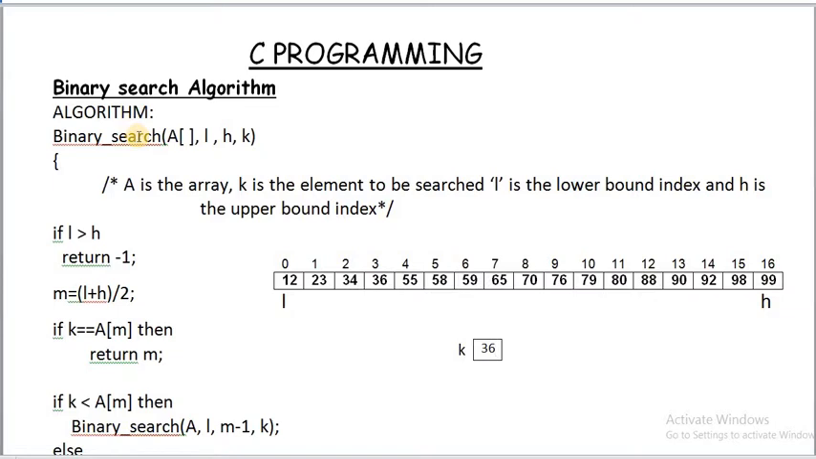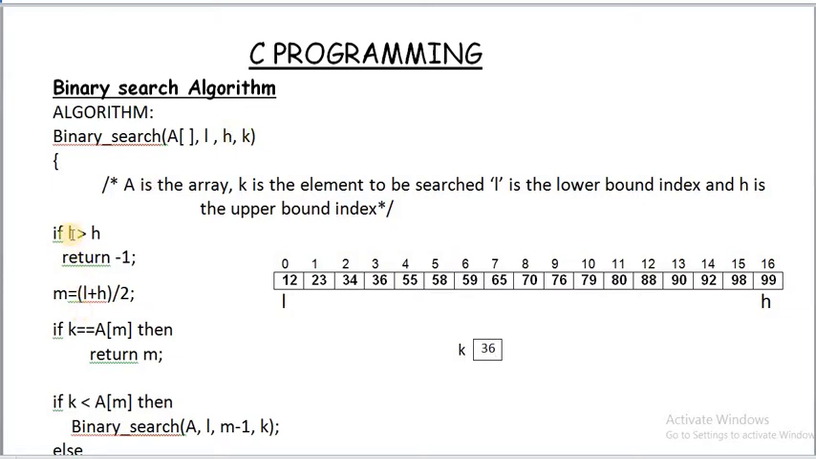Assume that this function name is binary search. It is now called by main. Assume that all these values came from the main function: A is the array, L is the lower boundary 0, H is the upper boundary, and K is the searching element. This data comes from the calling function. Now this function performs the search operation.